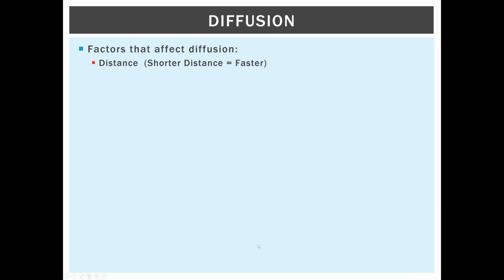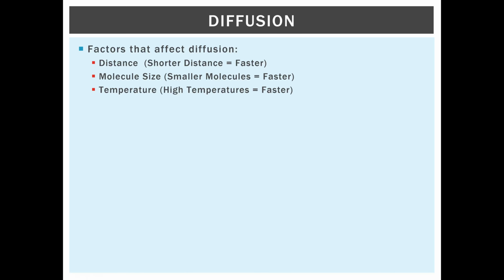So factors that affect diffusion: the distance that something has to travel. If it's a shorter distance, it will happen faster. The size of the molecule, smaller molecules can move faster. The temperature, so if the temperature is higher, you get faster diffusion. Think about when you want to dissolve sugar in some sugar water. If you have warm water, it will dissolve the sugar faster than cold water. So that's an example of how a higher temperature can help with a faster diffusion.